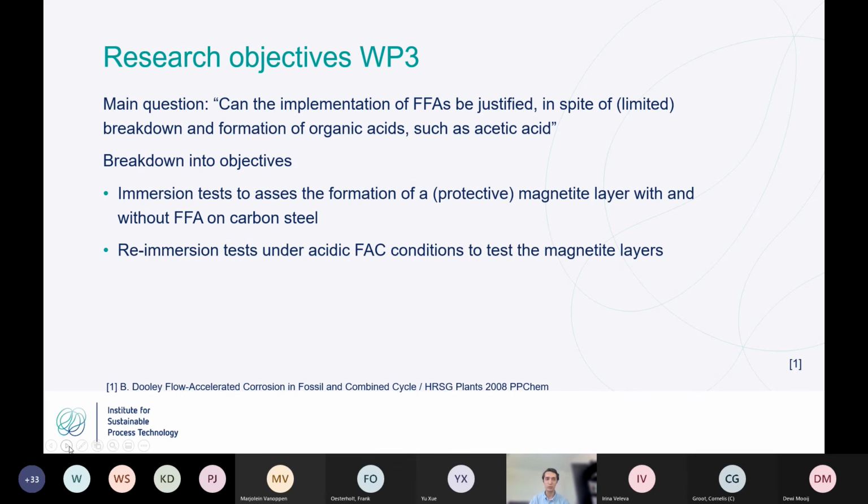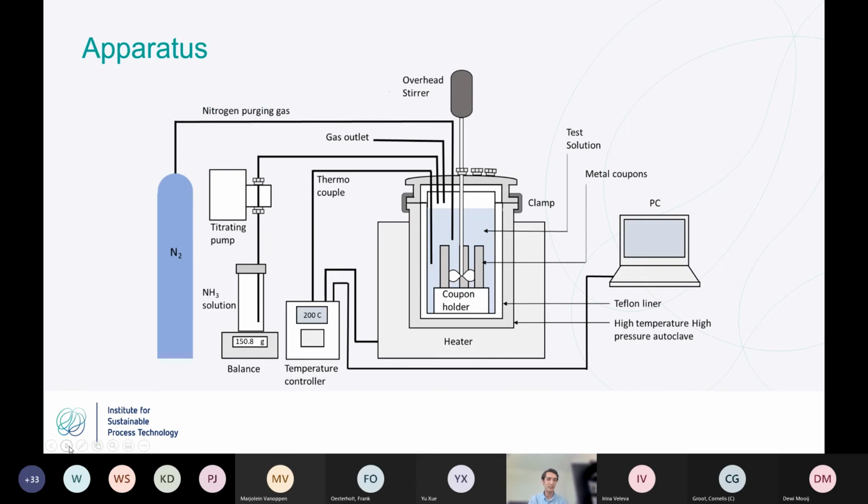So before going to the results, I will first shortly explain the setup and the method. So here we can see the high temperature, high pressure autoclave. In the middle, we see this autoclave containing a test solution of interest with the coupon holder holding the steel coupons, the C1010 carbon steel. First of all, with the immersion test, with certain chemicals added to them, we will form a magnetite layer on these coupons.